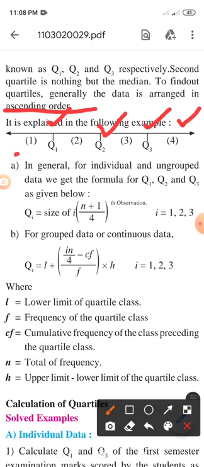So this is the first part, this is the second part, this is the third part, and this is the fourth part. So there are three quartiles, Q1, Q2 and Q3, which divide the given data into four equal parts.